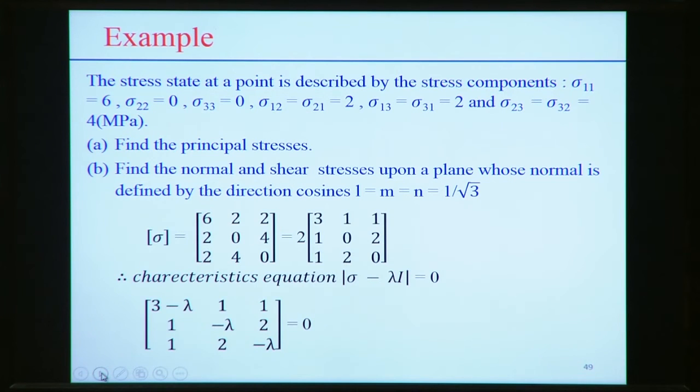Now we look into another example to make it clear how we can find out the different principal stresses. For example, if we define the stress state at one specific point, sigma 11, sigma 22, sigma 33, sigma 12, sigma 21, sigma 13, sigma 31 and sigma 23, sigma 32 are all given. Now we need to find out the principal stresses.